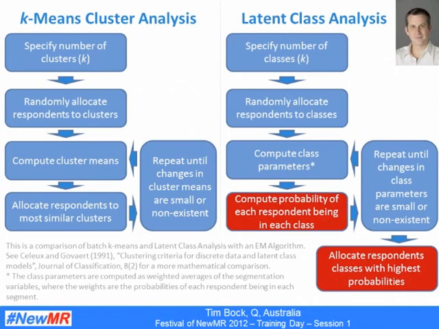And we do this taking into account the probabilities we've computed. So the respondent who has a 95% chance of being in one class is given a weight of 0.95 when computing the mean for that class, and given a weight of 0.05 when computing the mean for the other class. And finally, we allocate respondents to the classes with the highest probabilities, and this ensures that each person is allocated to one and only one cluster.